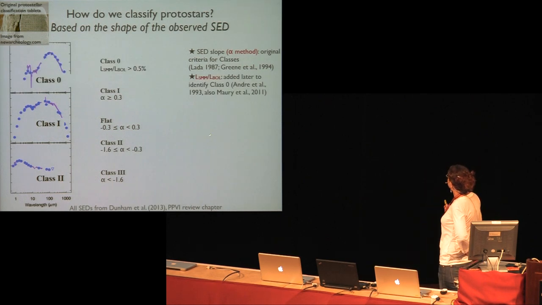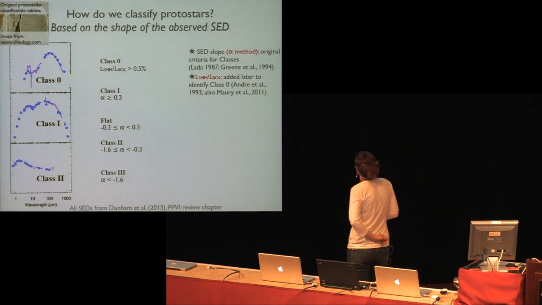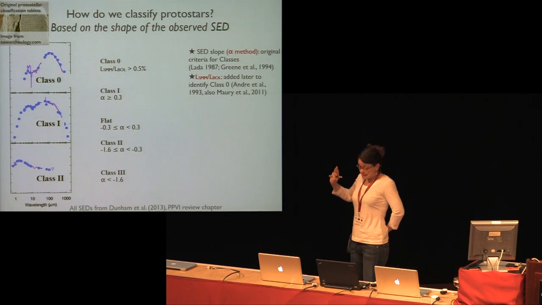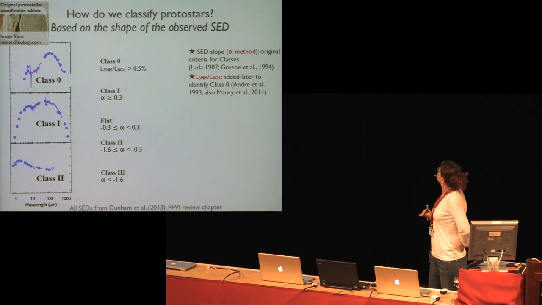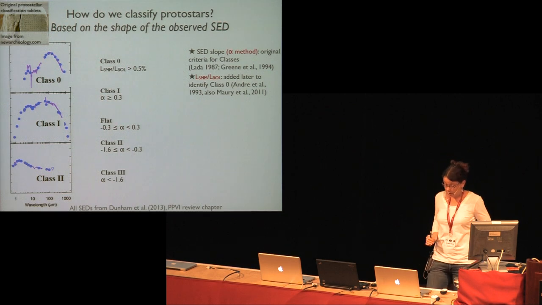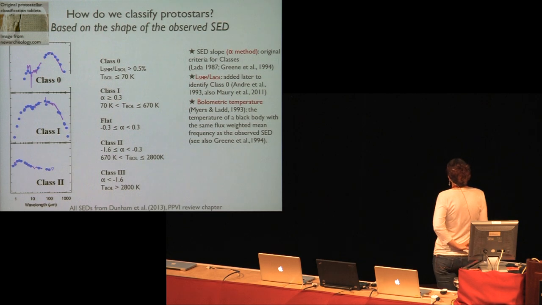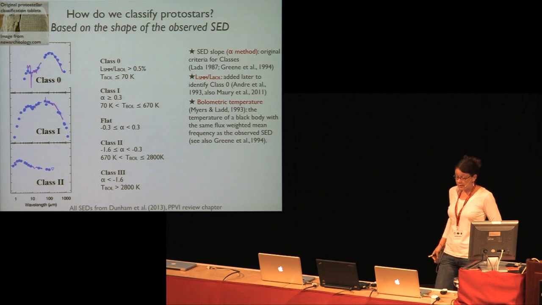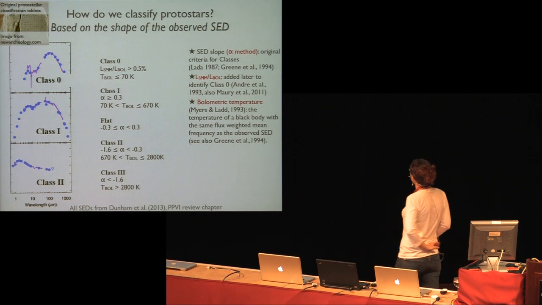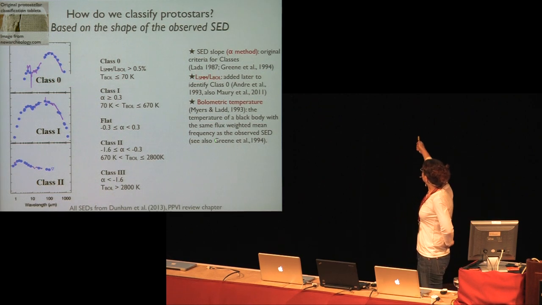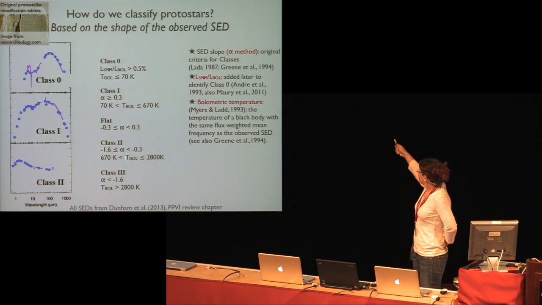Later, the notion of class 0 sources was introduced based on the ratio of the submillimeter luminosity to the bolometric luminosity. The submillimeter luminosity means the luminosity at wavelengths longer than 350 microns. And then furthermore, we had the bolometric temperature, which is the temperature of a black body with the same mean frequency, flux-weighted mean frequency, as the observed SED. Now the bottom two measures here are continuous, whereas the top one is discrete, as outlined here.